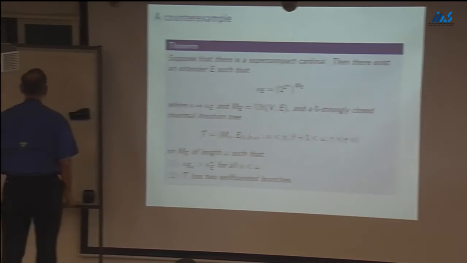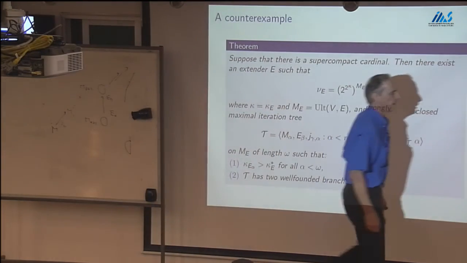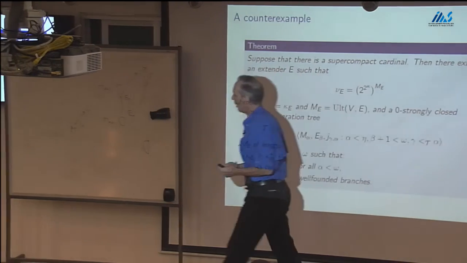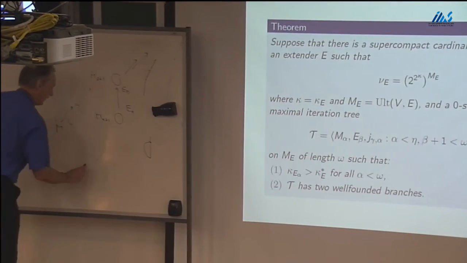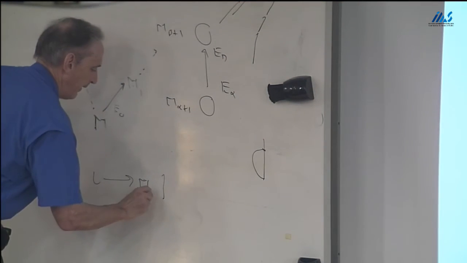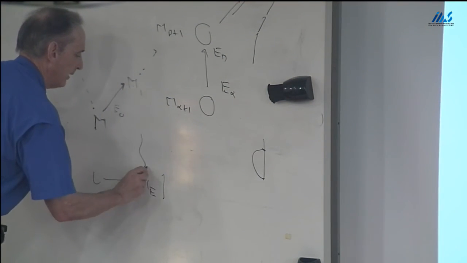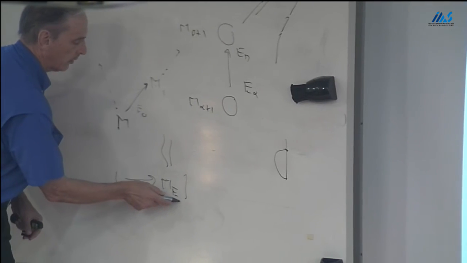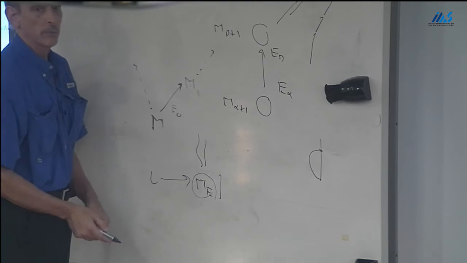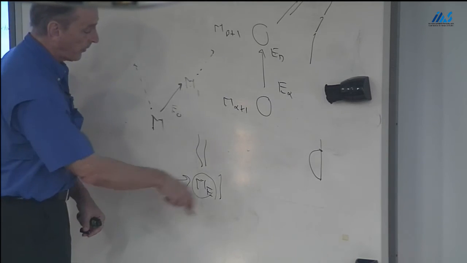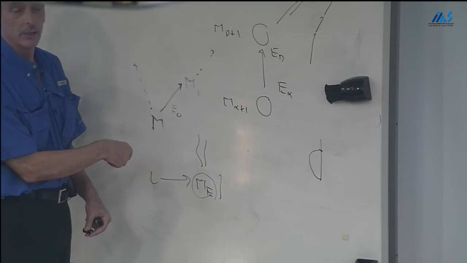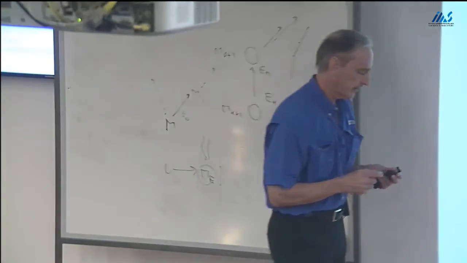First, oops, I gotta do the marker. You're applying one extender to get your new model, and it's not a very long extender. And then in V, we're just building a zero strongly closed tree on this as the initial model that has two well-founded branches. The whole thing is an iteration tree, but it's not a strongly closed iteration tree. So it doesn't refute the hypothesis.